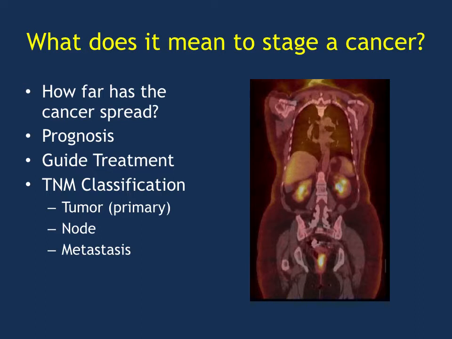So what does it mean to stage a cancer? Most of us recognize that it's basically trying to figure out how far the cancer has spread. It's important for prognosis, it helps guide treatment, and the most common system that you're aware of is the TNM classification, where T stands for tumor, N stands for node, and M stands for distant metastases.